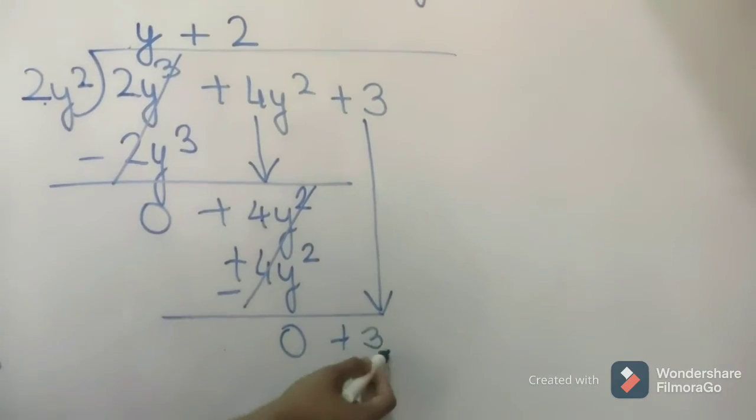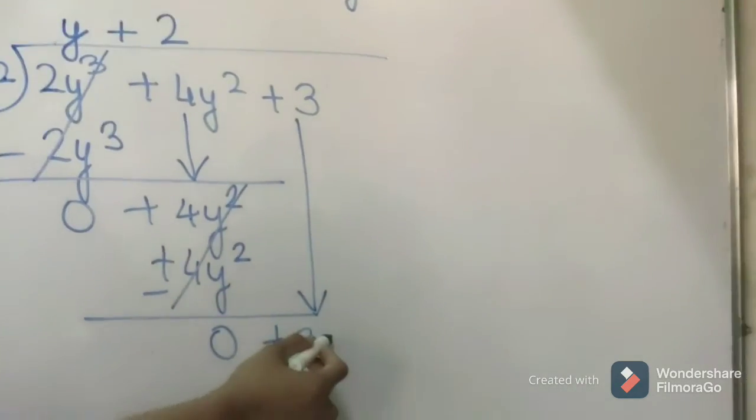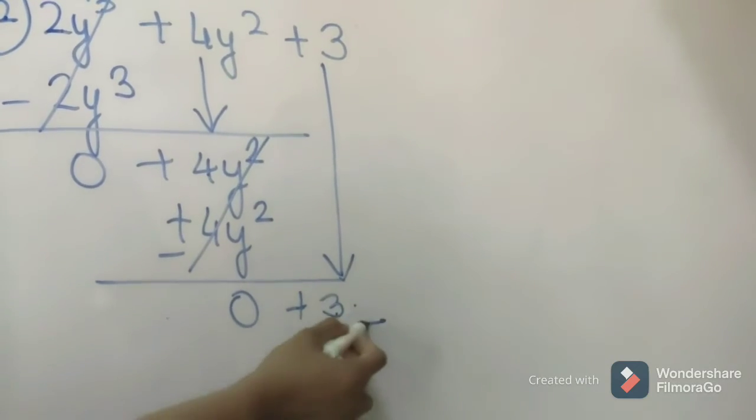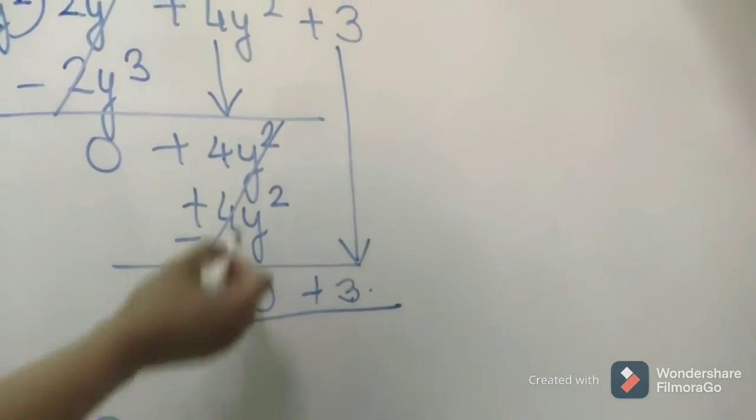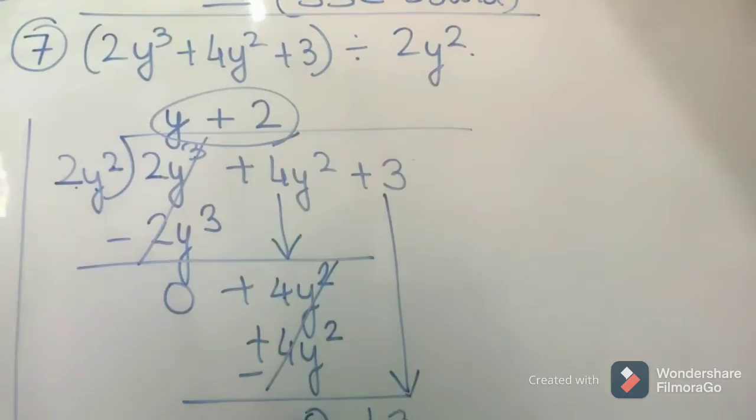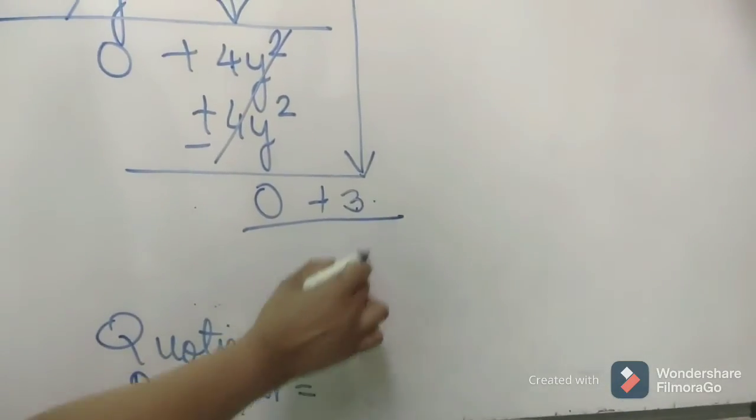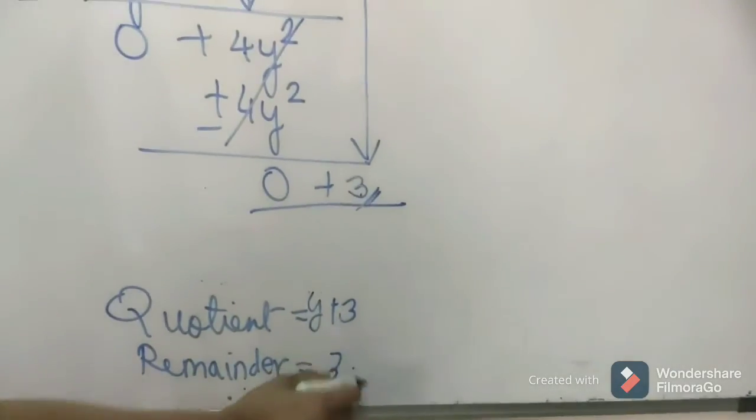Now 3 doesn't go in 2's table and you also don't have the variable there, so you are going to stop the sum here. So now the quotient is y plus 2 and the remainder is 3.